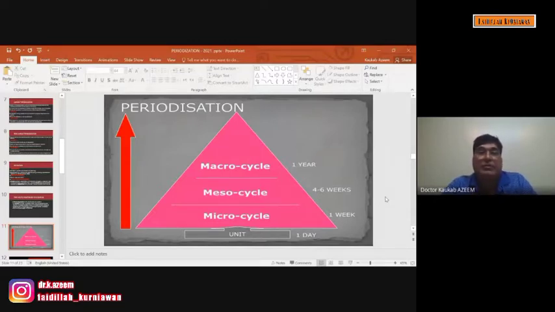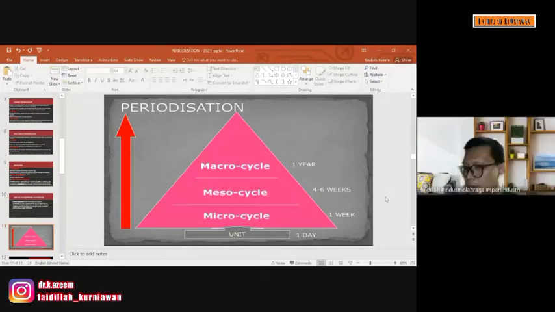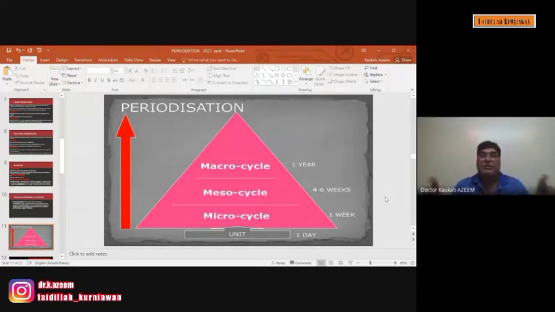The chart is showing you what is macro, meso, and micro cycle. These three things in the triangle, together, are called periodization. The macrocycle is for the whole year, or from 9 months to 1 year. Macro means big. Mesocycle is moderate, and micro means small. So we have a big cycle, a moderate cycle, and a small cycle, the microcycle. Microcycles are for a week, and the unit is 1 day.